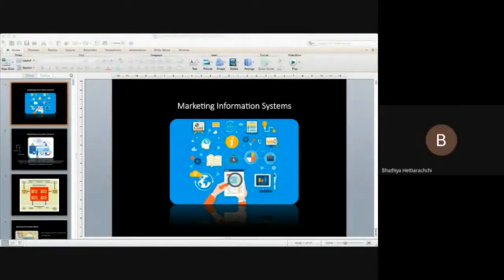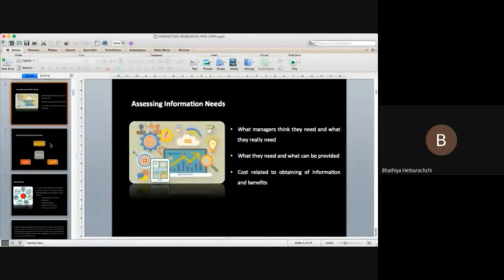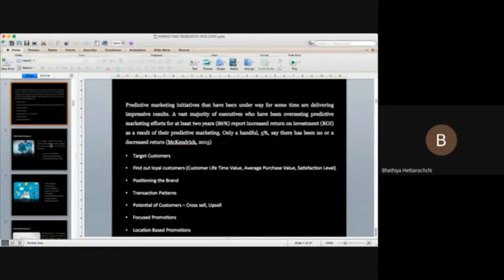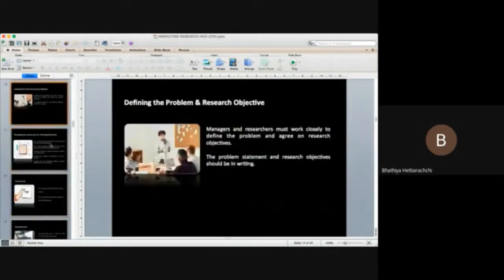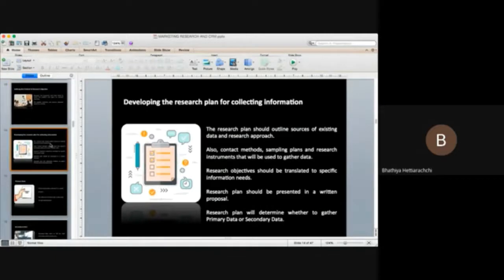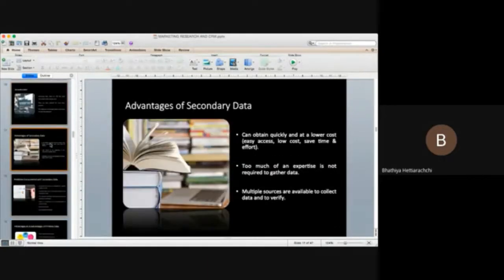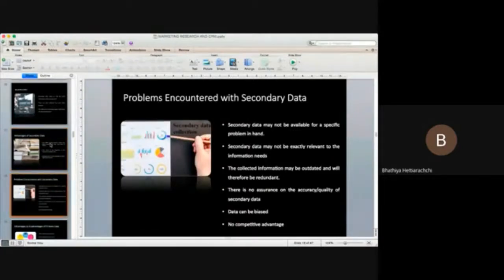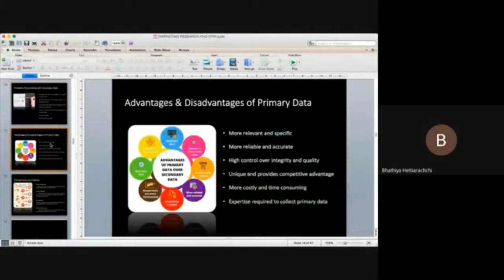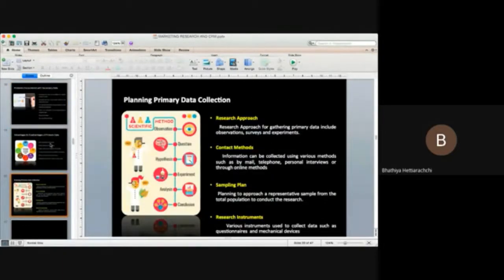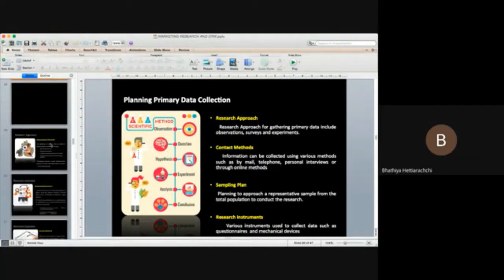Right. I think last week we were talking about research and marketing information systems. So we discussed what a marketing information system is, how the system works, gathering data, and the advantages of research, and then we came to defining the problem and research objectives, and developing the research plan for collecting information. And then we were talking about primary data and secondary data, and we discussed the advantages and disadvantages and the issues in gathering secondary data, and then we came to the level of planning a primary data collection method, right? So under that we talked about the steps that we have to follow in gathering such information, right?